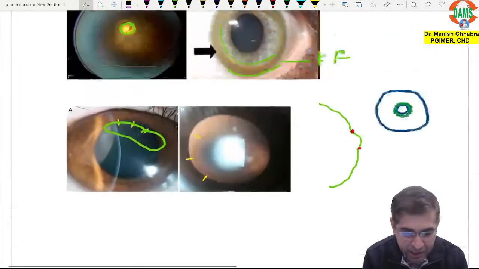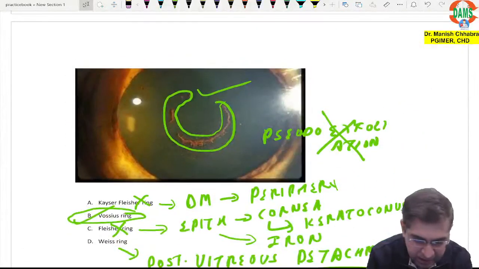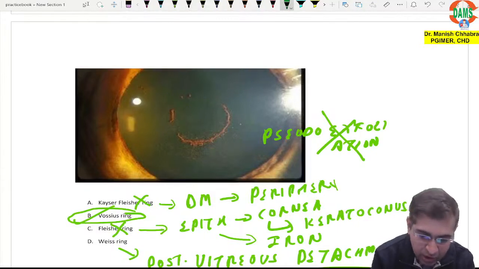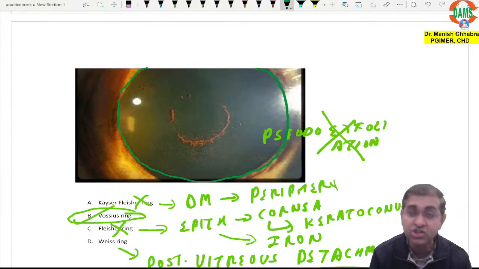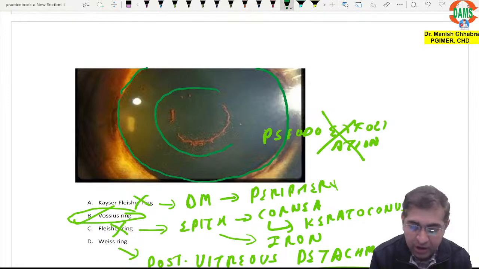क्वेश्चन वाले इमेज के पेरिफेरी में क्या दिख रहा है? No my dear friend, this is your iris. Iris is dilated. This is your iris. ये आपका iris है. This is your iris which is dilated. This is your osseous ring. I hope it is clear.